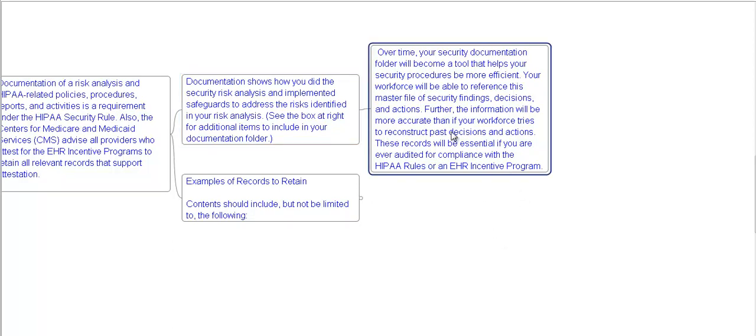Over time, your security documentation folder will become a tool that helps your security procedures to be more efficient. Your workforce will be able to reference this master file of security findings, decisions, and actions. Further, the information will be more accurate than if your workforce tries to reconstruct past decisions and actions. This record will be essential if you are ever audited for compliance with the HIPAA rules or ePHI incentive programs.